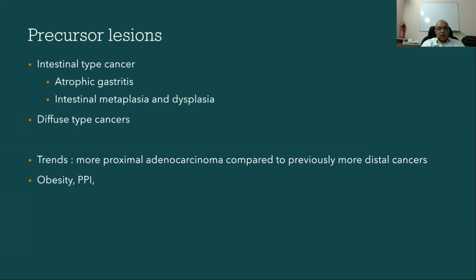Like I said, the trends seem to be more towards proximal adenocarcinomas compared to the previously more distal cancers. One of the reasons for this is probably the increasing obesity in the world population, and perhaps the use of more PPIs, the proton pump inhibitors, producing more reflux and also changing the acid milieu of the stomach.